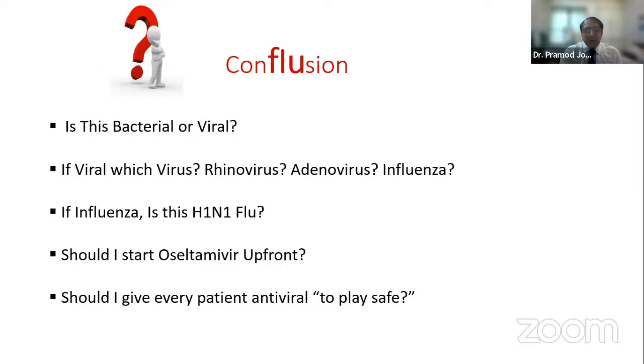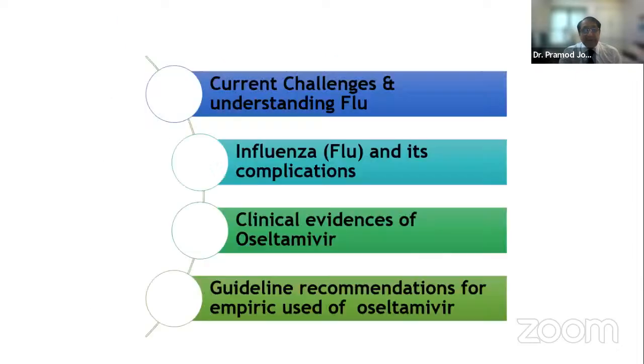Because we all know that the earlier you give Oseltamivir to a child with influenza or an adult with influenza, within the first 48 hours, the earlier is the recovery, and the complications are less, hospitalization rate is less, and so on and so forth, including the mortality, which is also less. Okay, so we are going to see the challenges in understanding influenza and its complications and the clinical evidence of the use of Oseltamivir while considering the recommendations for the use.